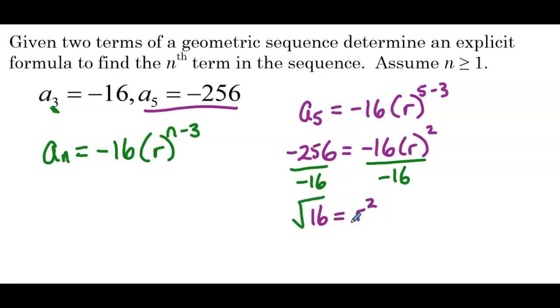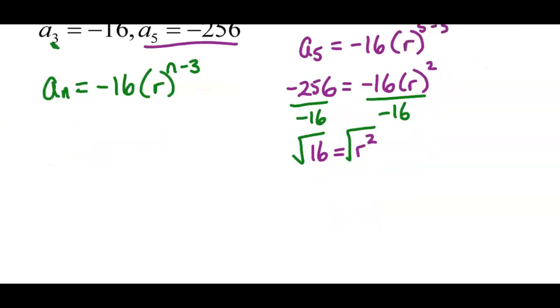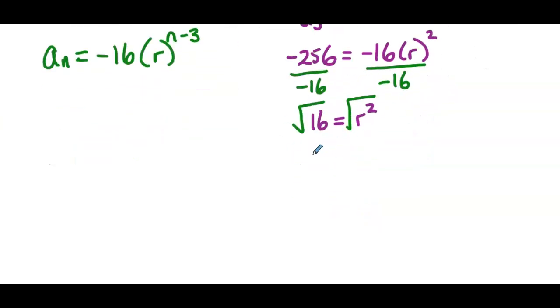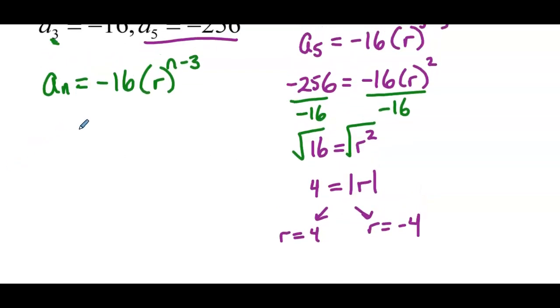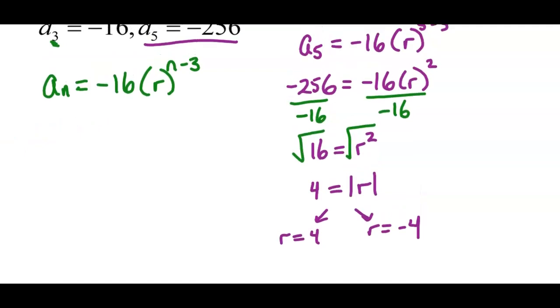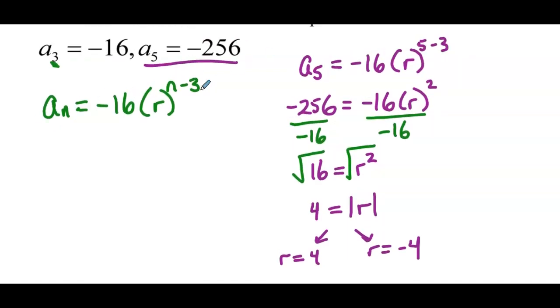Now we're going to take the square root of both sides. Now when we do that, remember what happens. It becomes an absolute value equation. 4 equals the absolute value of r, which means either r equals 4 or r equals negative 4. Well, what does that mean? That means that we have two possible formulas here, not just one.